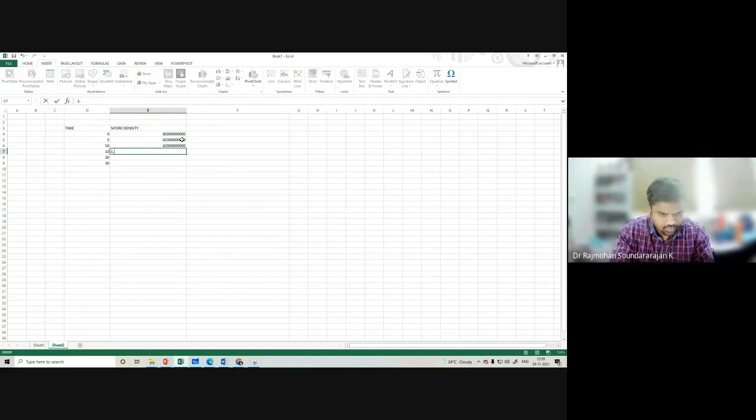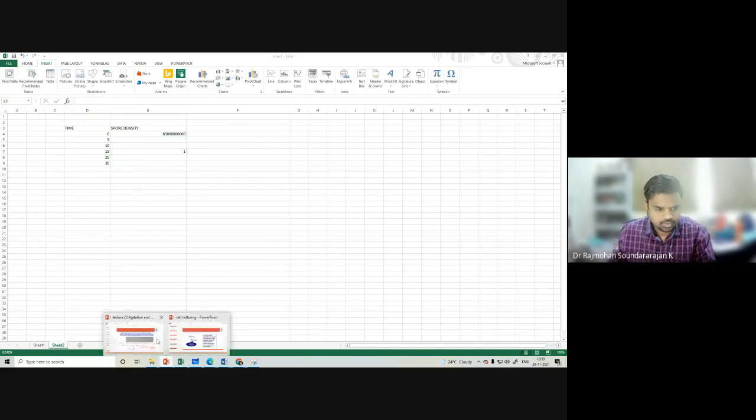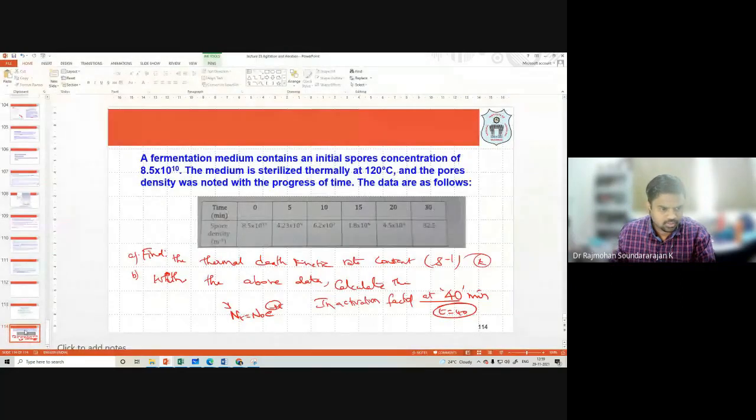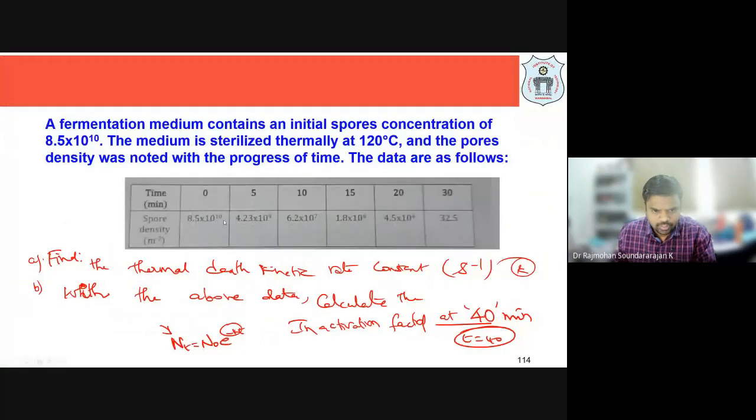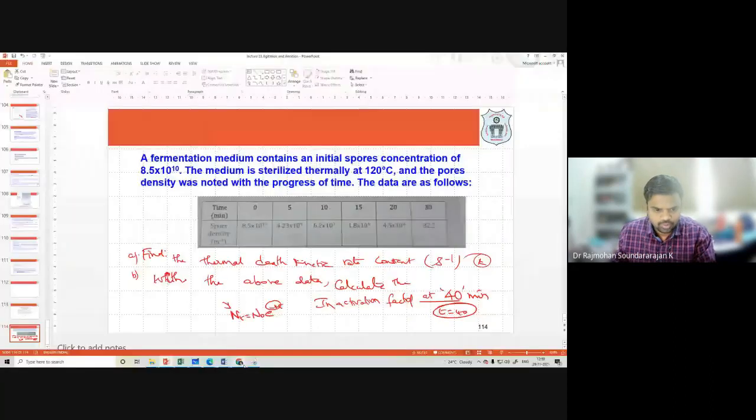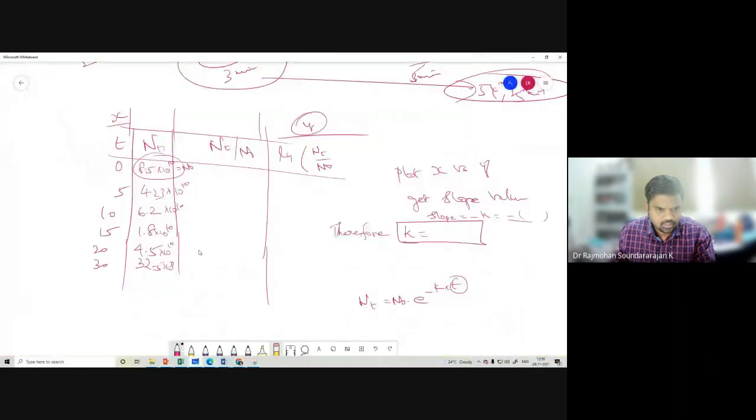Oh, they are not all 10, no? Okay, please enter the values correctly, sorry, please correct this. In the question it is given not 10 power minus 10, it is given 10 power 10, 10 power 9, 10 power 7, 10 power 6, 10 power 4, and 32.5. I think I have written it here wrongly, so please correct it.